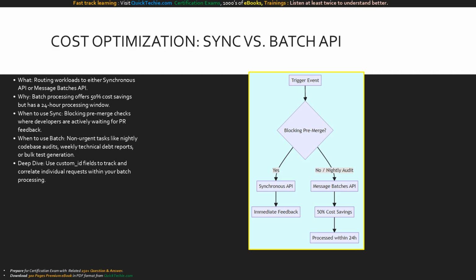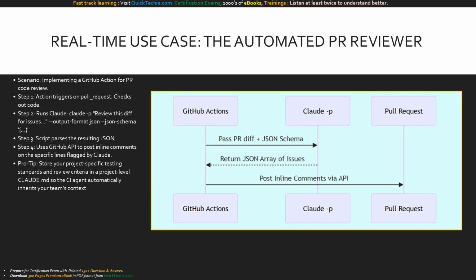A trigger occurs. We ask, is this a blocking pre-merge check? If yes, we route to the synchronous API for immediate feedback. If no, like a nightly audit, we route to the batch API, securing a 50% cost savings with a 24-hour turnaround. Let's look at a real-time use case you can implement today: the automated PR reviewer in GitHub Actions.